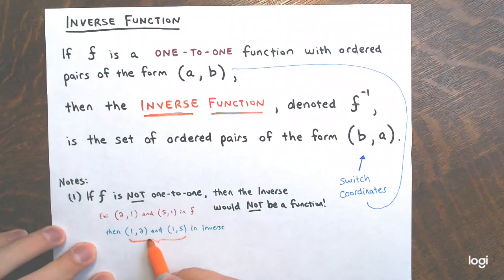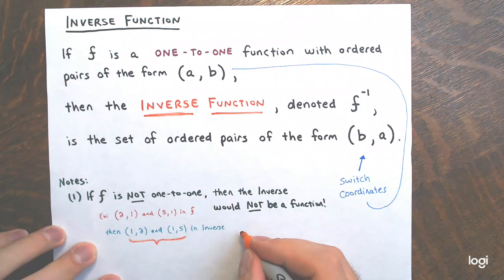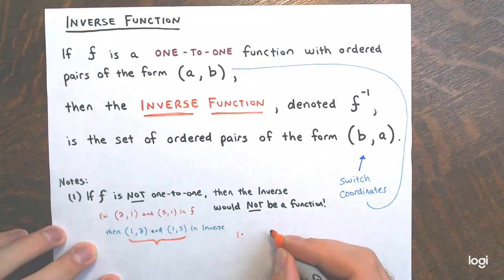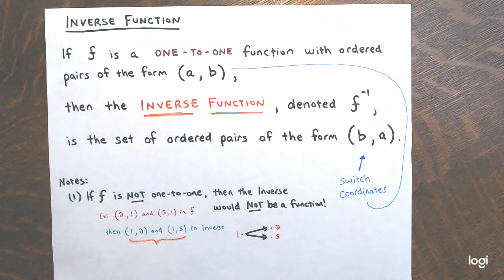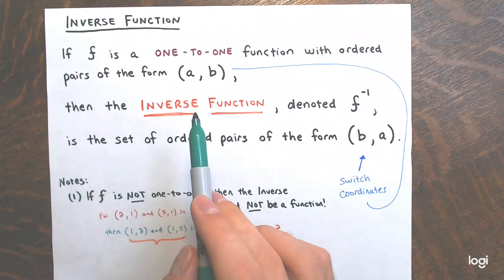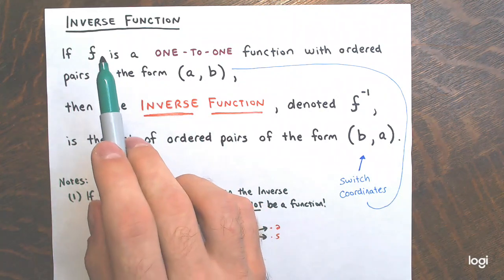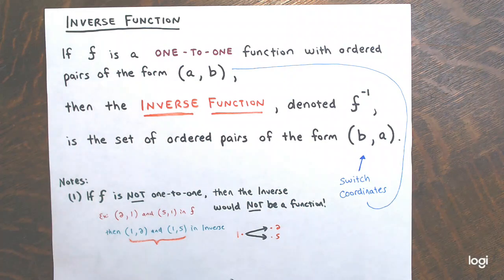You have the input of 1 going to the outputs 2 and 5. If you were doing a little mapping, you'd have two arrows coming off of 1. That's not a function. There's an input that goes to two different outputs. So be careful with that. In order for a function to have an inverse function, that original function must be one-to-one.